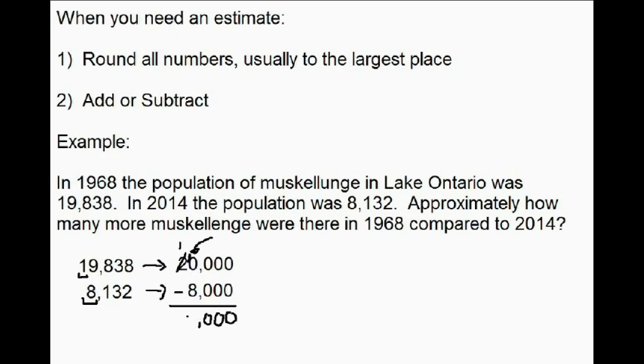10 minus 8 is 2. And then the last place value we have here is the 10,000s in this number. This number down here doesn't have anything in the 10,000s, so we can assume that's a 0 in the 10,000s. 1 minus 0 is 1. So the answer is that there's approximately 12,000 more fish in 1968 than there were in 2014.